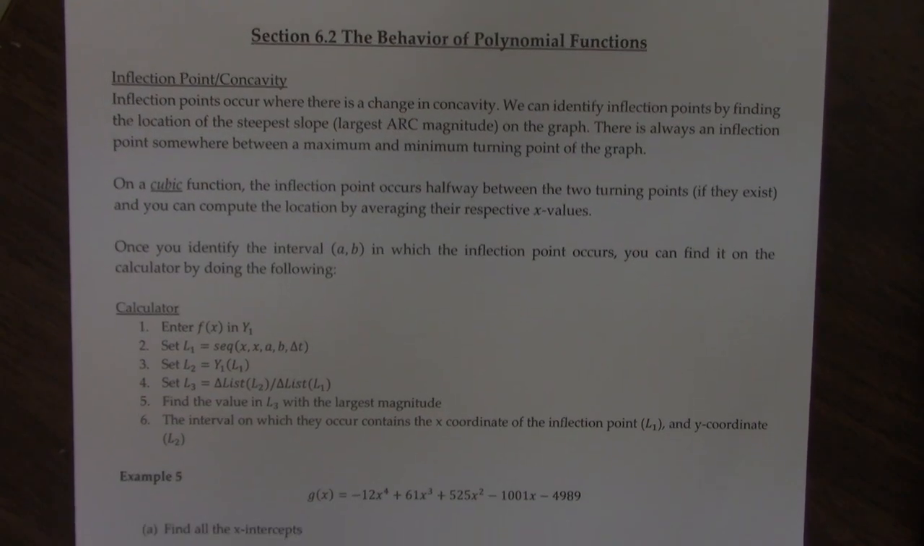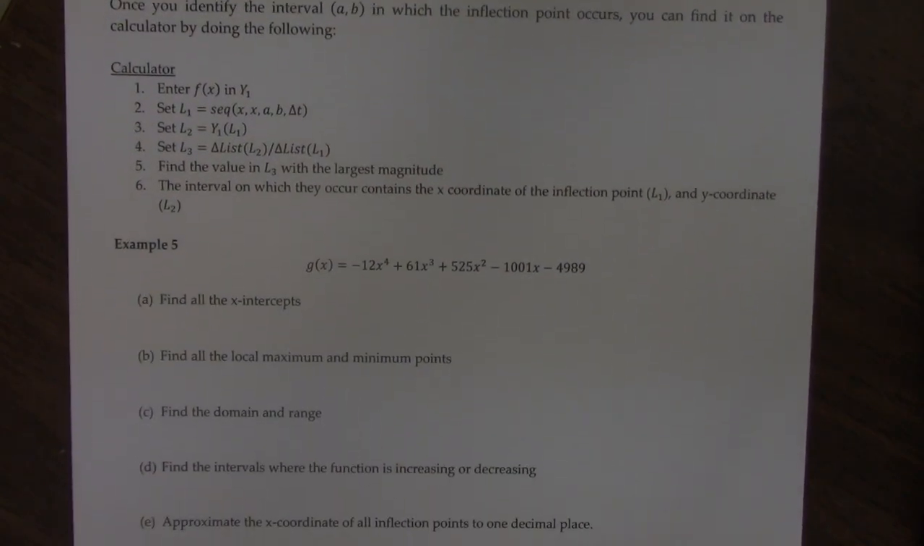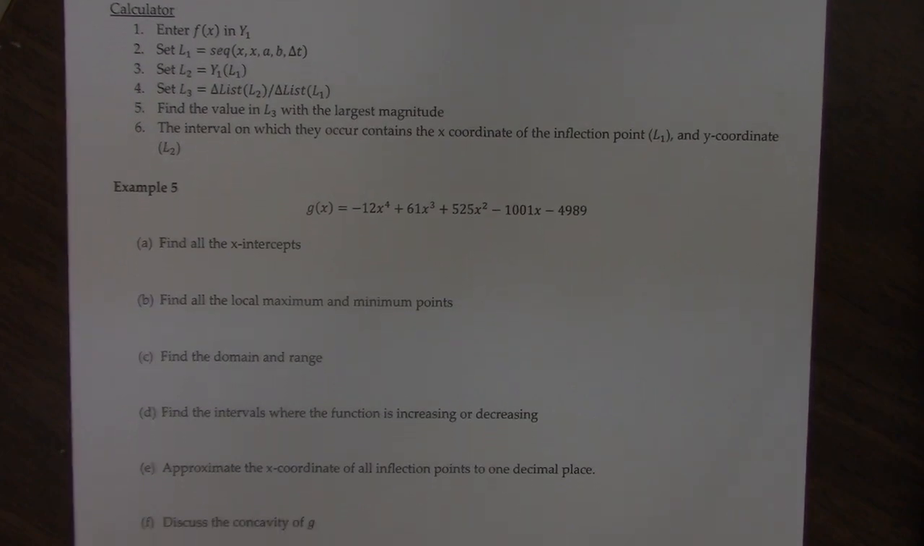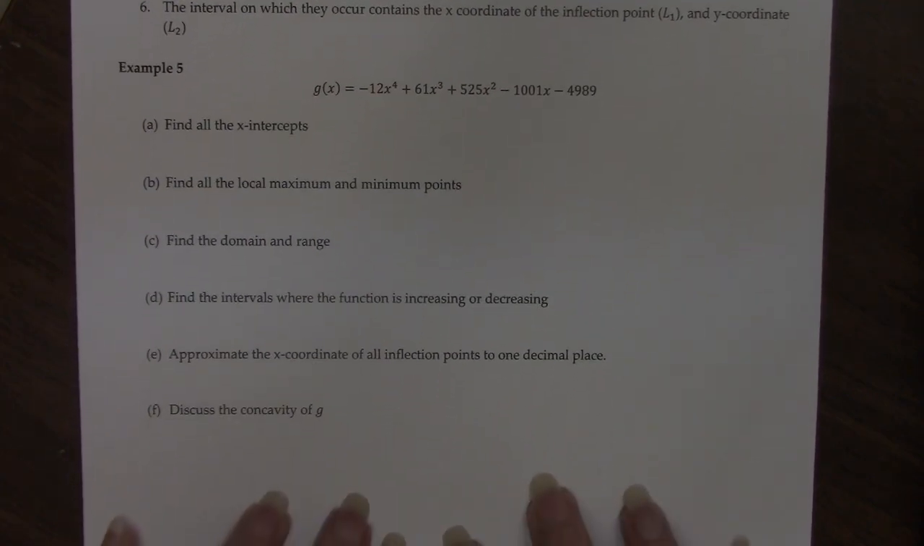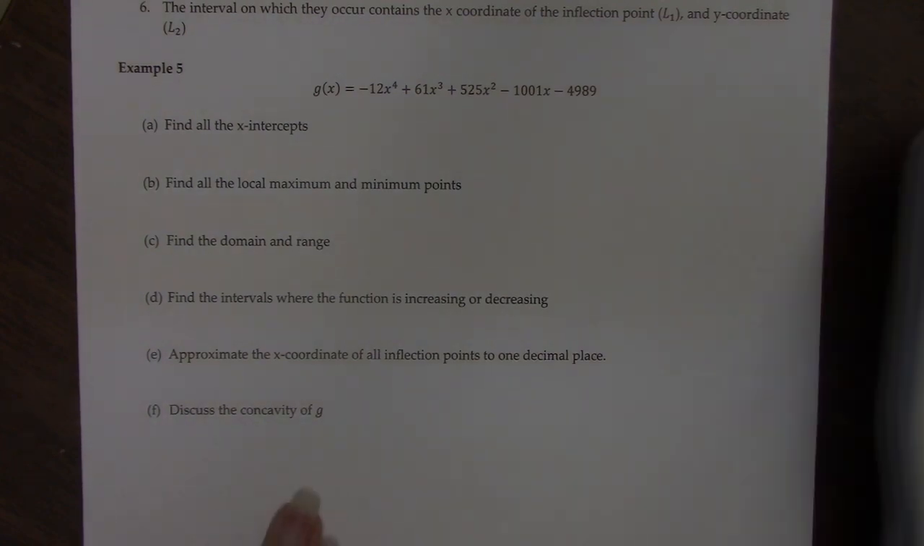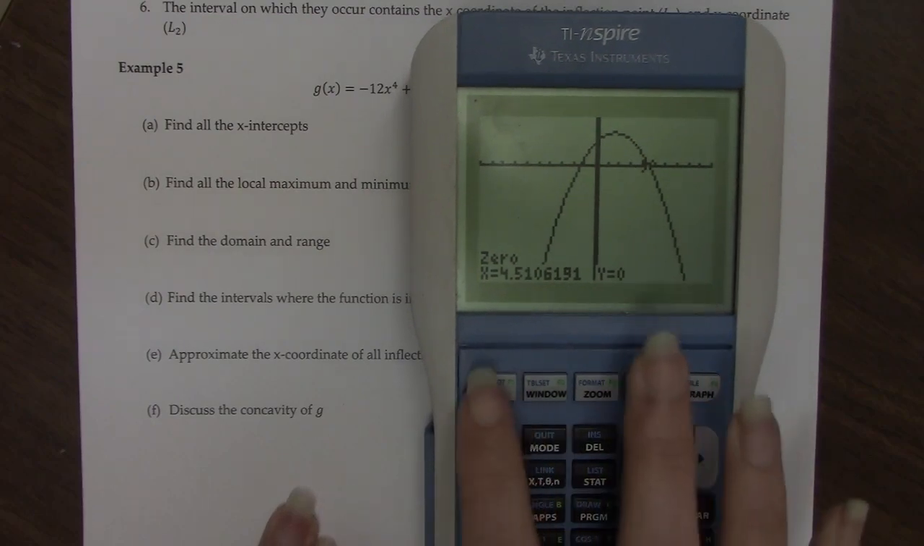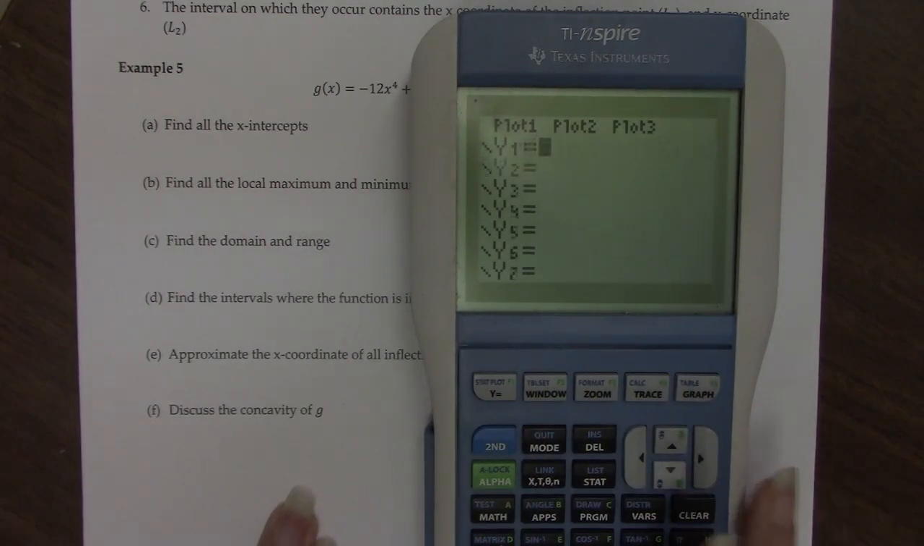So let's actually apply this to an example. So here we have a quartic function, and we call it a quartic function because it is of degree 4. So the first thing it wants us to do is find all the x-intercepts. So I need to start out by plotting this function in my calculator.